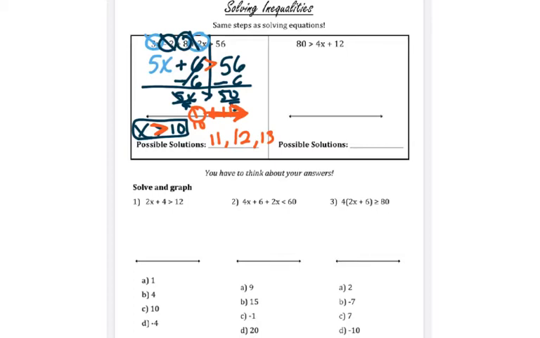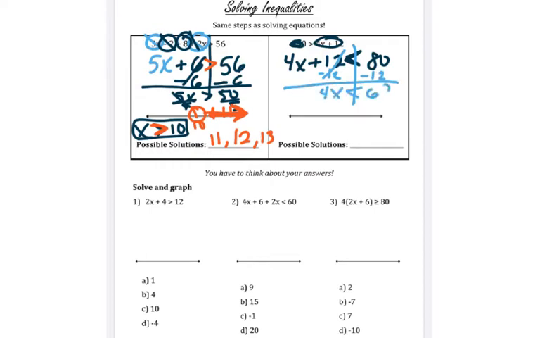In this one, again, I want the letter on the left, so I'm going to rewrite this. 4x plus 12 I put in the front, and then the 80 I put in the back. It was pointing at the 4x plus 12, so make sure when you rewrite it, it is still pointing at the 4x plus 12. Now that it's written with the letter on the left, I can solve. To solve, you subtract the constant first. So that's 4x is less than 68.